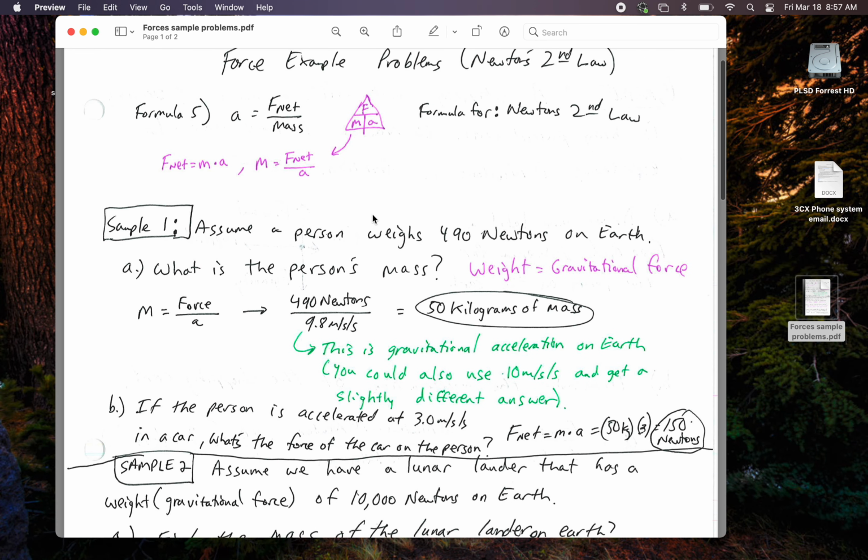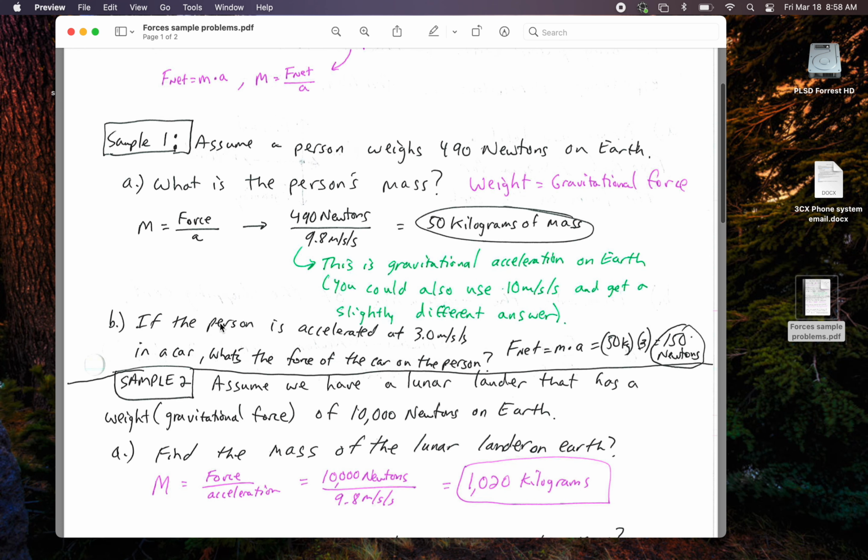The first sample I did said assume a person weighs 490 newtons on Earth. What's the person's mass? So you need to know that weight is a gravitational force. So I'm using this version of the formula. I've got the 490 newtons of weight or gravitational force. And on your formula sheet, and as we've discussed before, the gravitational acceleration on Earth is about 9.8 meters per second per second. If you use 10 meters per second per second because you like to round, you get a slightly different answer here, 49 kilograms instead of 50 kilograms. But notice I'm using the three-step method.